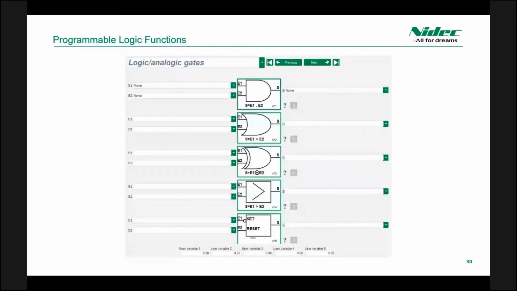The programmable logic functions provide an extra form of control over the generator's behavior. For instance, the gate at the top here is an AND gate, and you could have this gate monitor two functions and have the programmed output occur in the event that both of the inputs are true.